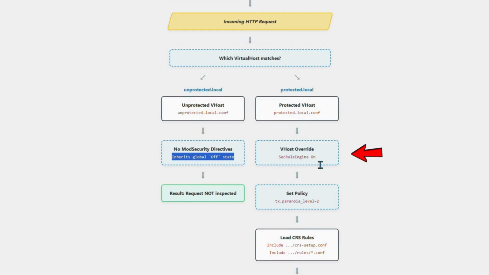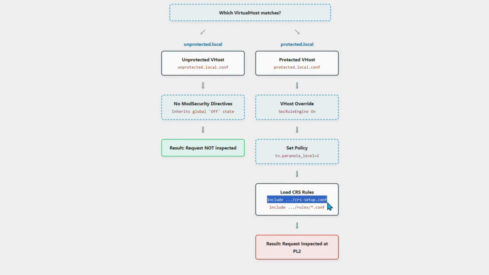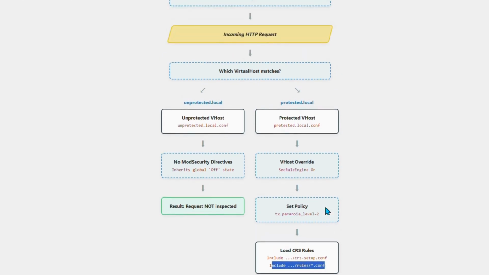But what happens if it's going to the protected local one? In this one, we're going to turn the rule on, and we are also going to set the paranoia level to 2. By default, it's 1, if you don't write anything, but 2 is also okay. Keep in mind that if you set a higher level, you are more likely to get false positives, so be careful. And then we also need to include the rules. The path may be different for you, so I will write the commands in the description box anyway. But be careful if you're copy pasting.